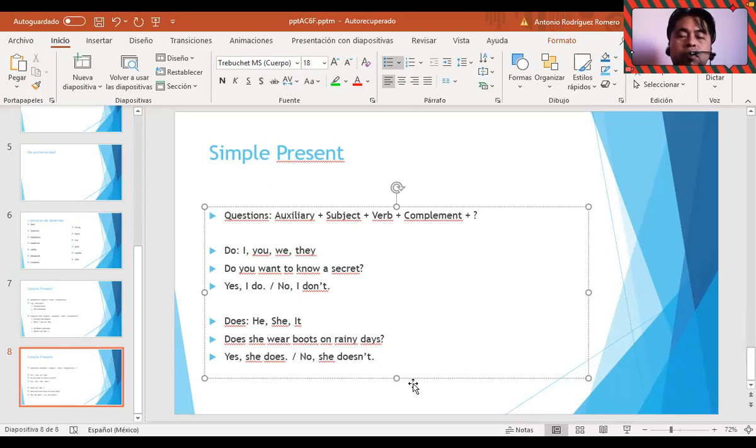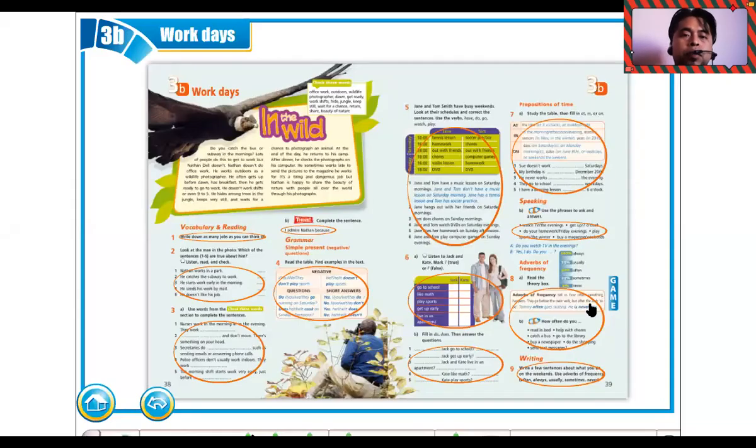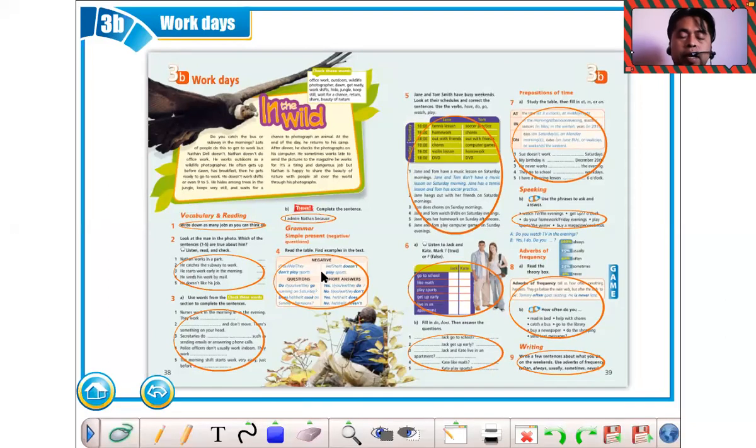Okay, in order to continue with examples of these, we're going to go to our book or to our platform where you can see the book. And then over there, we're going to practice. Let me see. Now I'm going to share the screen with the book pages. Okay, so for this class, we're going to use lesson 3B, which is called Work Days. And what I told you about the grammar rules is here on this circle, over here on exercise 4, which is the explanation.